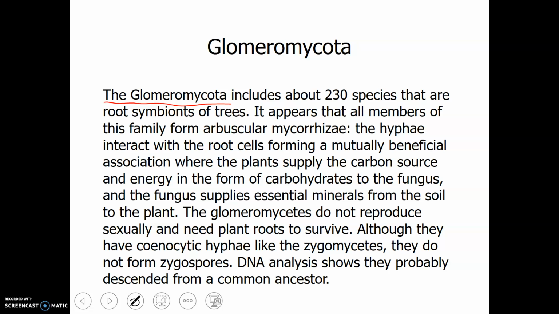The Glomeromycota is mostly known for forming a symbiotic relationship with the roots of plants. About 80% of all plants have mycorrhizae growing in a symbiotic relationship with their roots. So what happens is the Glomeromycota form a symbiotic relationship with the plant roots. And by doing that, they increase the surface area so the plant can actually absorb more nutrients and minerals and more water.